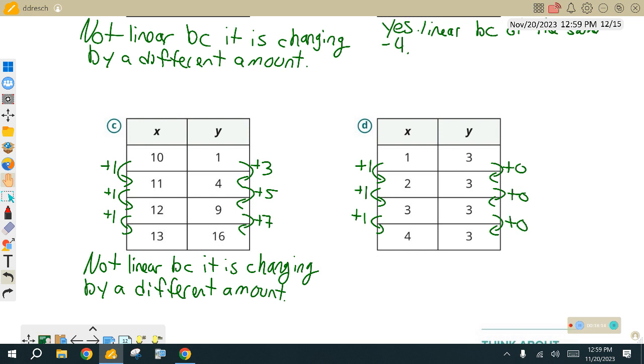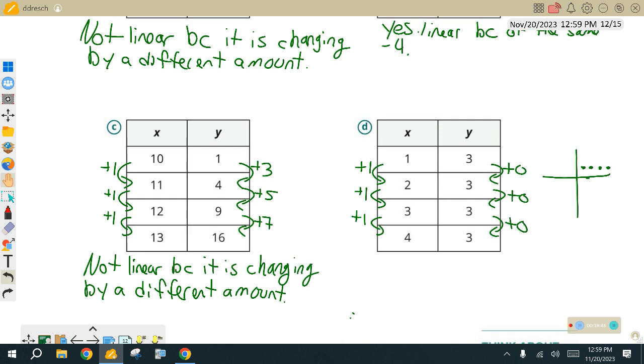And on this one, I'm going to do a mini sketch off to the side. Think about what 1, 3 looks like. Where's 1, 3 located? 1, 3 is right here. Where's 2, 3 located? 2, 3. Where's 3, 3? 3, 3. Where's 4, 3? 4, 3, right? So what type of line are we creating there? Correct. We're creating a horizontal line.